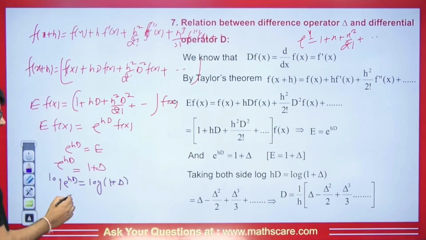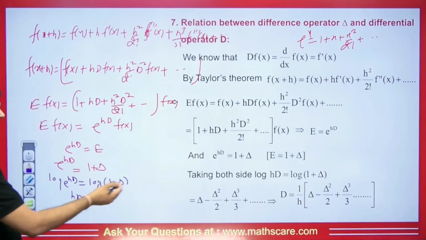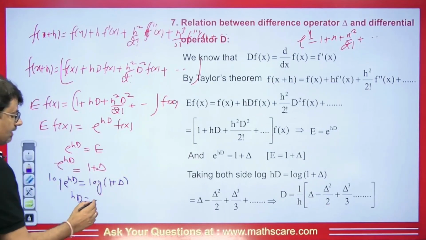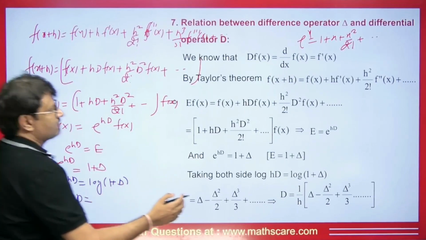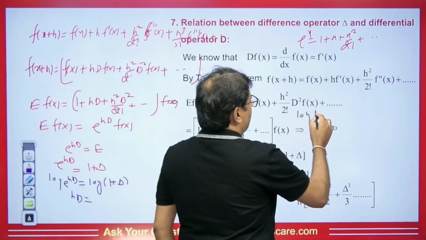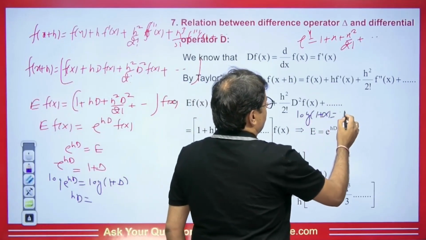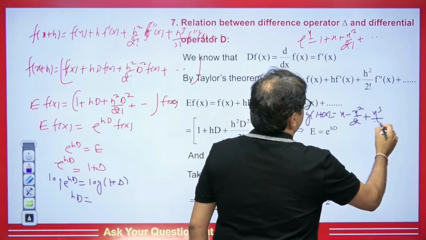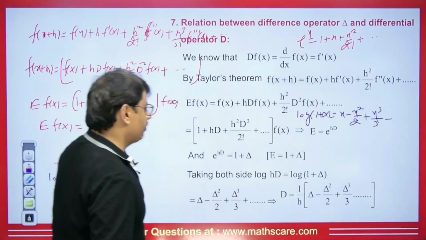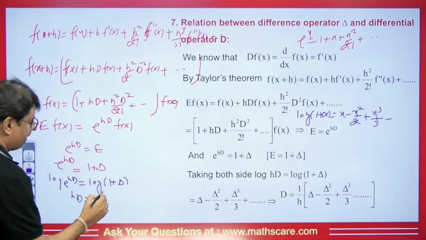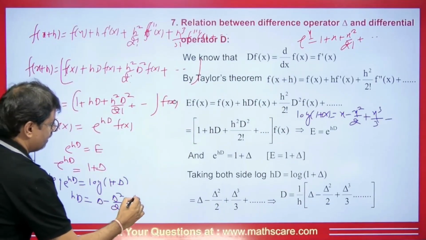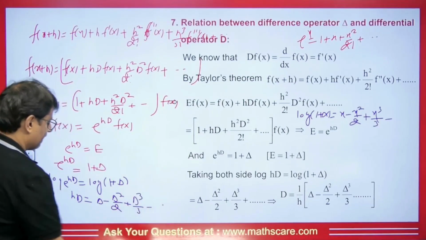From this log, e will be removed, then we will have hD. Here we use the log 1 plus x series, so here we will have x. Listen carefully: the series of log 1 plus x is x minus x square upon 2 plus x cube upon 3, and so on. So instead of x, del is coming. It will be del minus del square upon 2 plus del cube upon 3 minus, and it keeps on going.